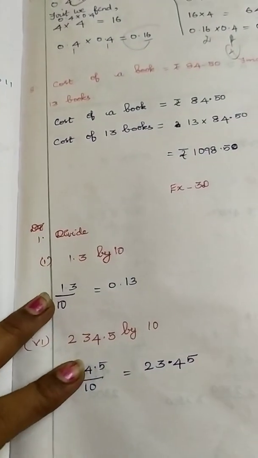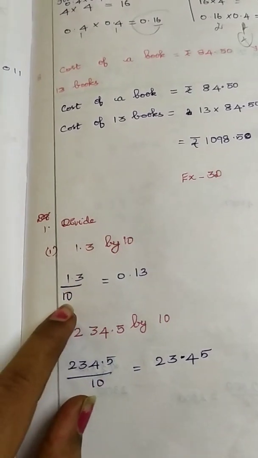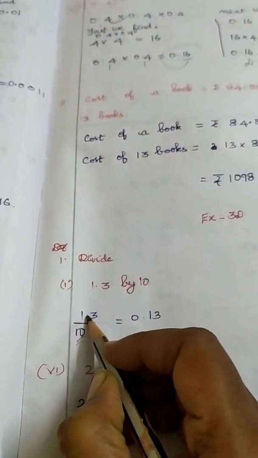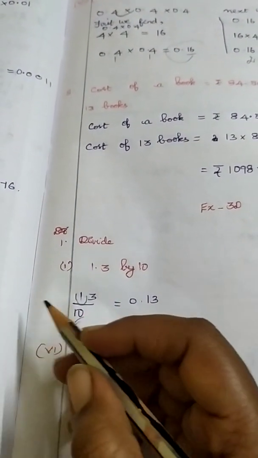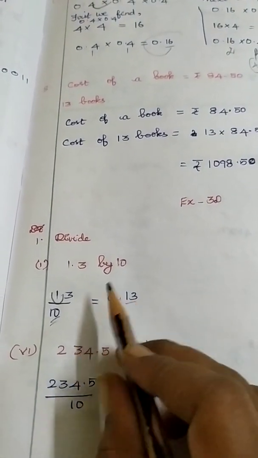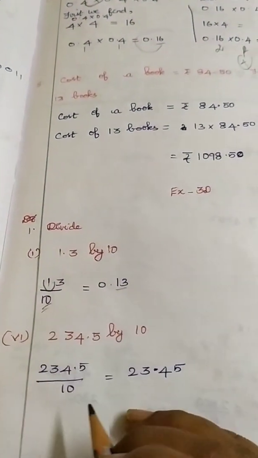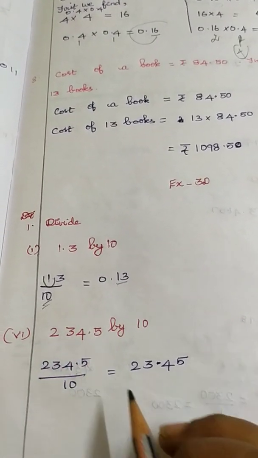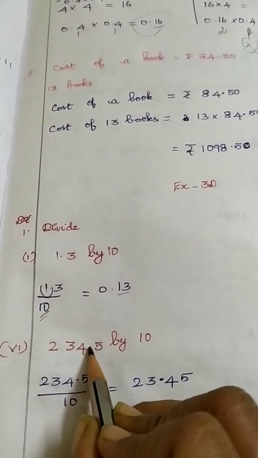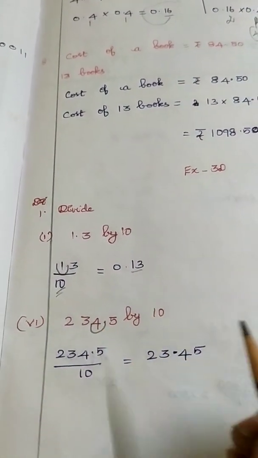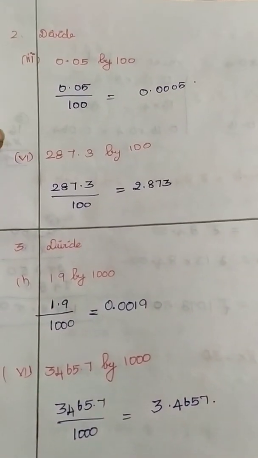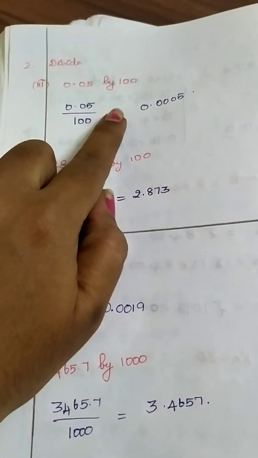Now exercise 3D, first problem, 1.3 divided by 10. With one 0 in 10, you are going to move the decimal point one step towards the left. So it is 0.13. Now sixth subdivision, 234.5 divided by 10. What will you do? You will move one step to the left side. So it is 23.45. Easy problem if you understand it. Remaining problems are homework.